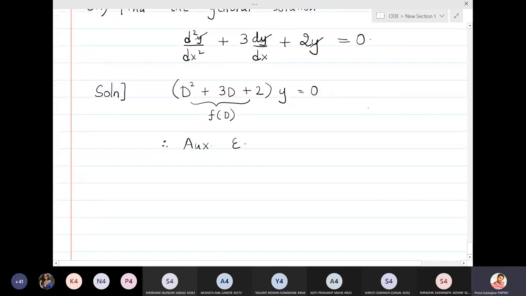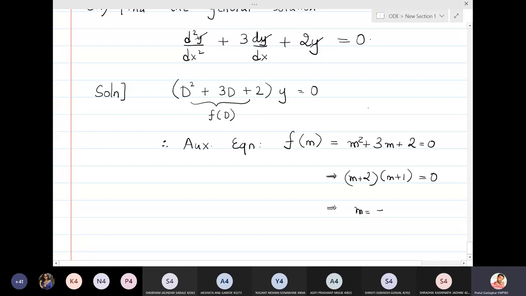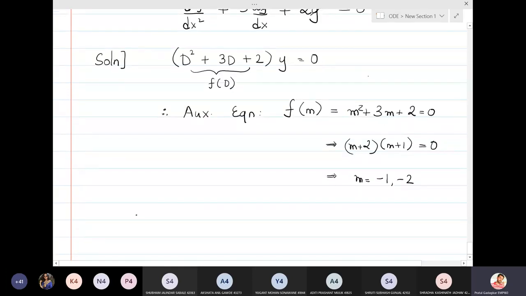The auxiliary equation is f(m) equal to m square plus 3m plus 2 equal to 0. And what are the roots of this particular equation? The factors are m plus 2 and m plus 1, and therefore the roots are m is equal to minus 1, minus 2. You can also write minus 2, minus 1, it makes no difference. So these are the two roots, and what is the speciality of these two roots? They are real and distinct.